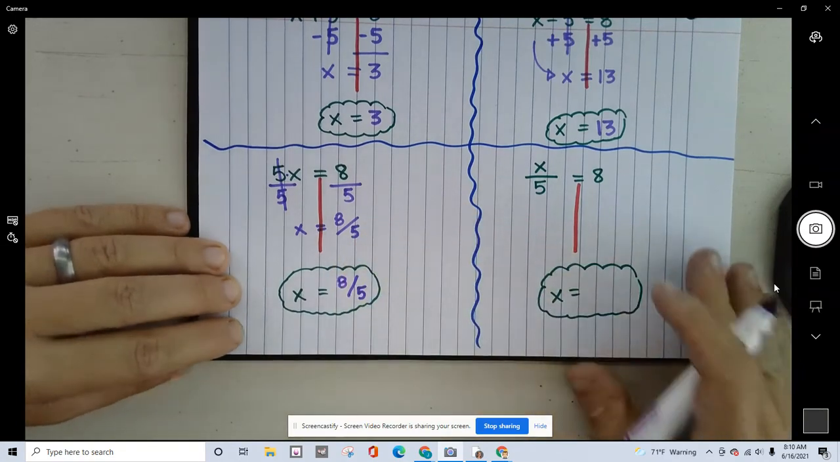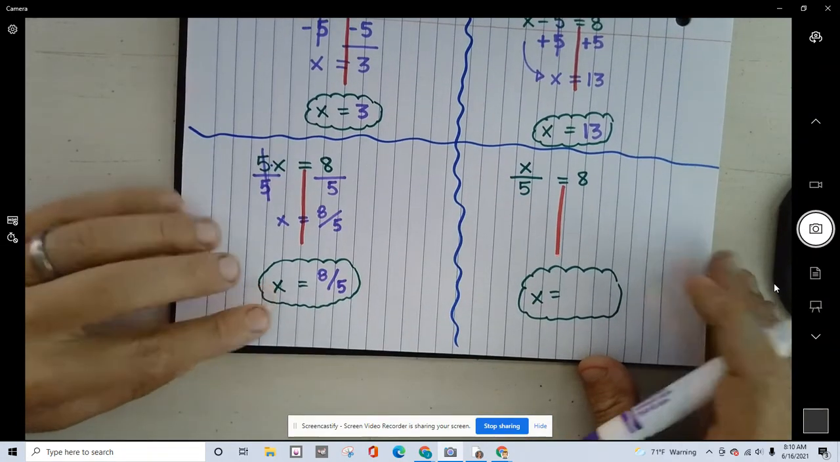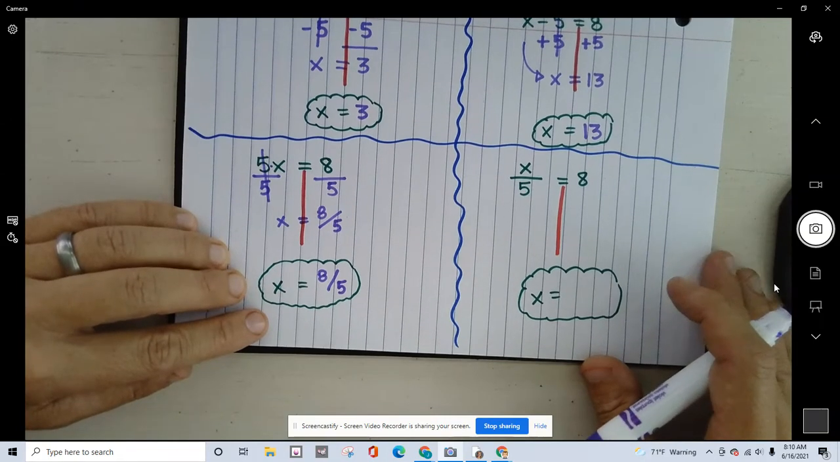It's okay if it's a fraction. No big deal. Your answer is 8 over 5. You could give me a decimal too, but fractions are just fine.